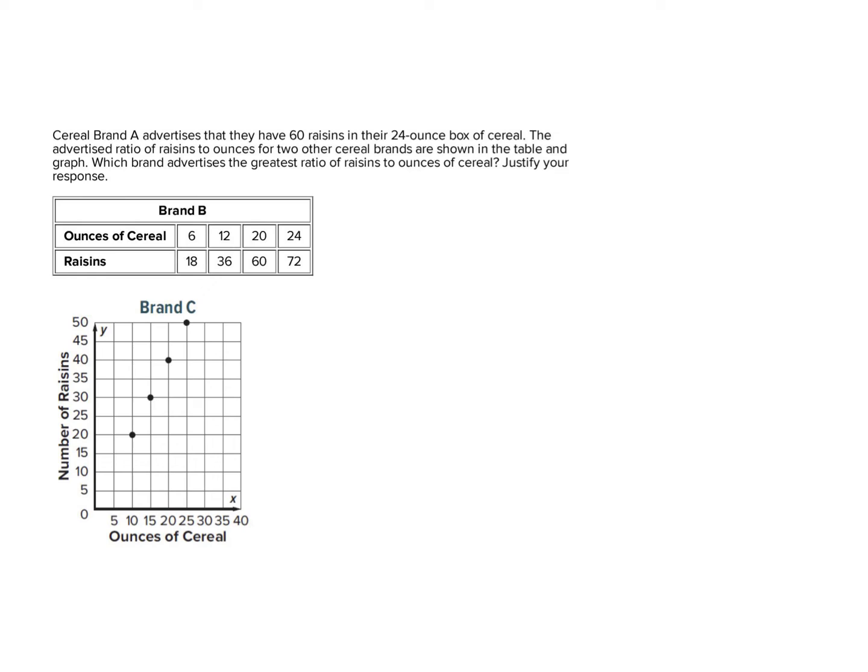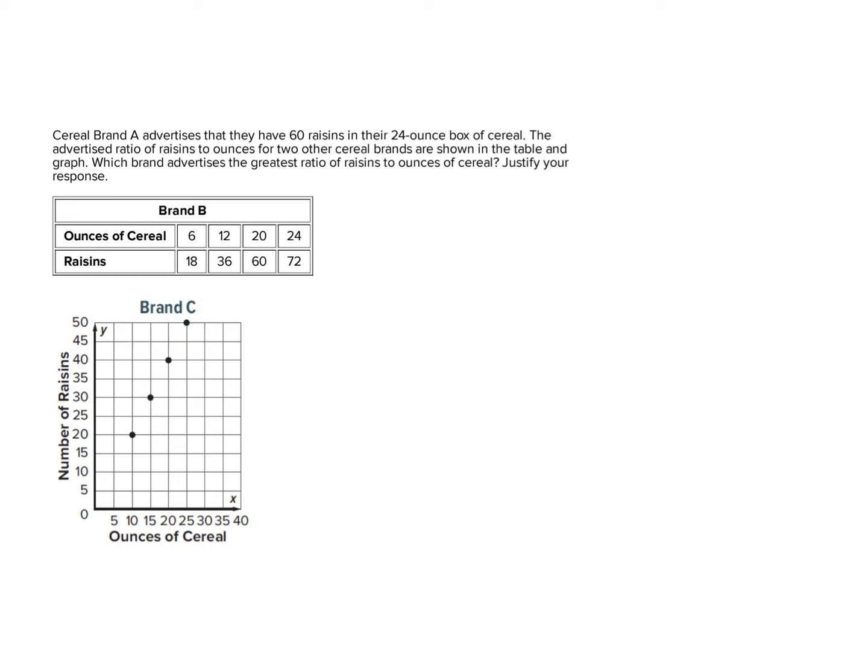Okay, so here's another comparison, and this time we're going to compare 3 different types of cereal. Cereal brand A advertises that they have 60 raisins in their 24-ounce box of cereal. The advertised ratio of raisins to ounces for 2 other cereal brands are shown in the table and graph. Which brand advertises the greatest ratio of raisins to ounces of cereal? Justify your response. Okay, so now it's saying we have brand A and then brand B and brand C.